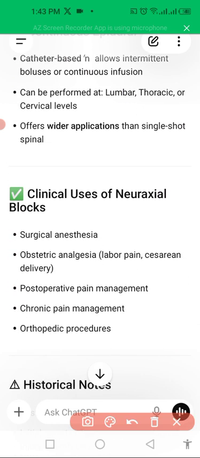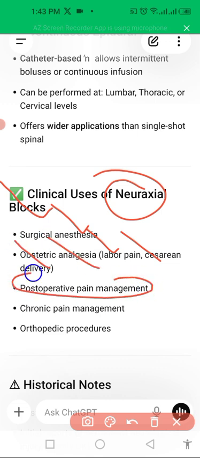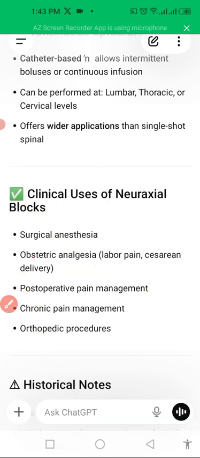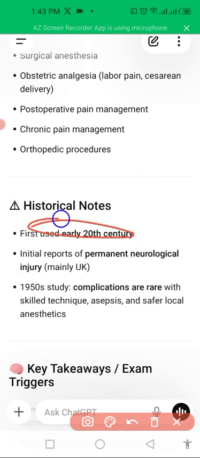Now, clinical uses of neuroaxial anesthesia: it is performed in surgeries like labor pain, C-section, delivery, pain management, any lower limb surgery, any orthopedic lower limb surgery, any knee surgery, chronic pain management, orthopedic procedures. We perform neuroaxial anesthesia especially in these. It was used in the early 20th century. Initial reports of permanent neurological injuries were there. In a 1950 study, complications are rare with a skilled technique, asepsis, and safer local anesthetic drugs.